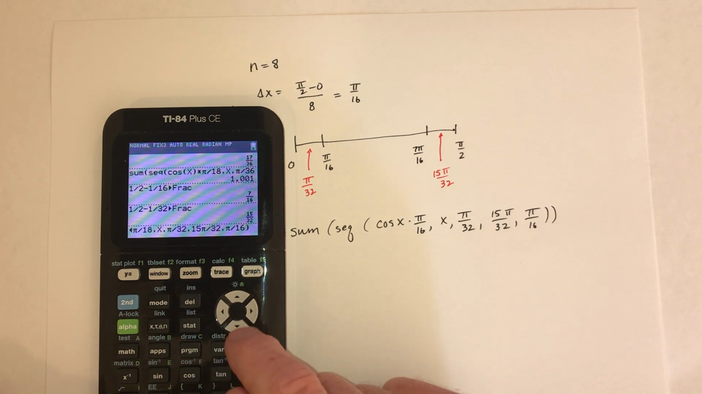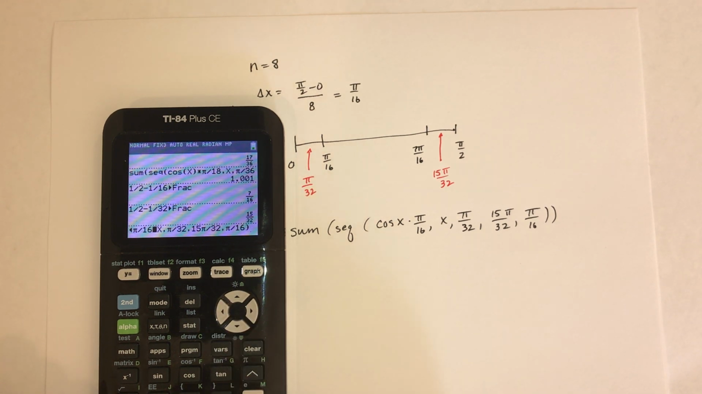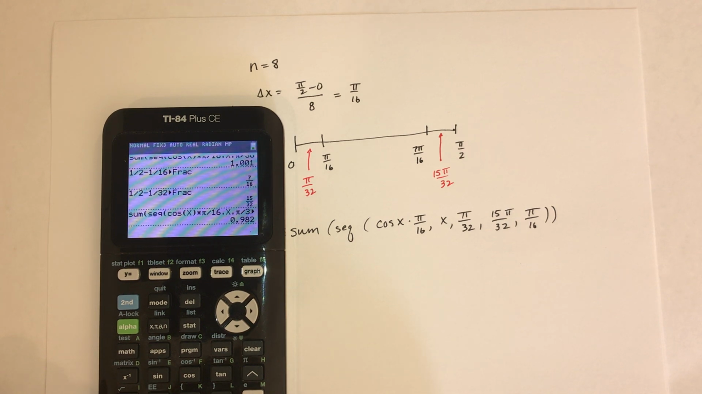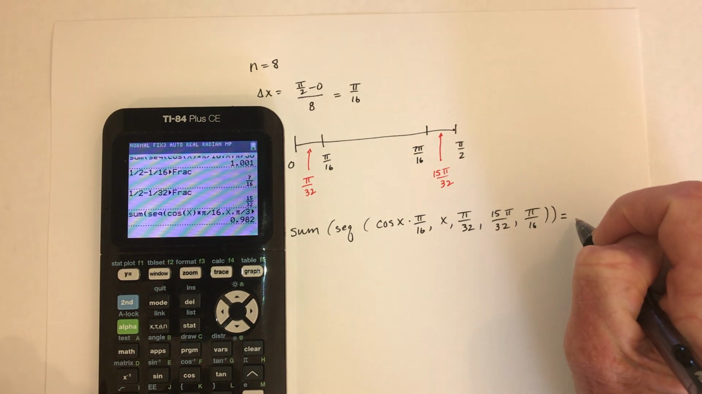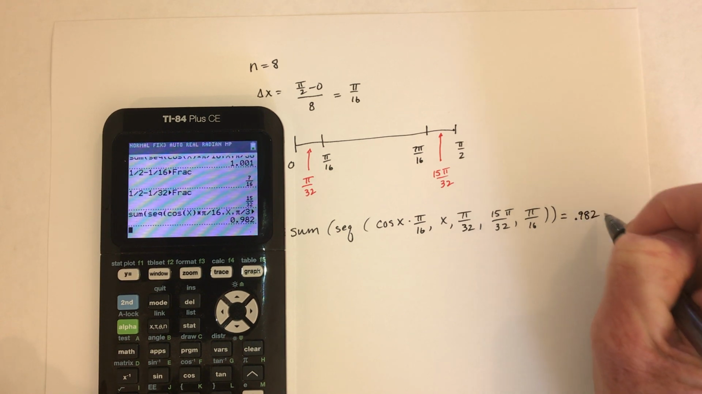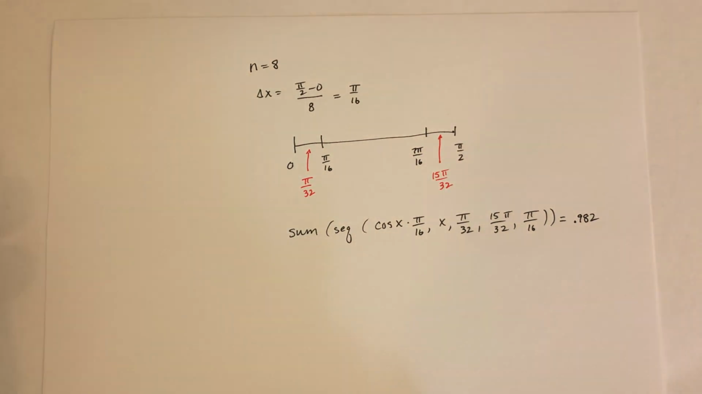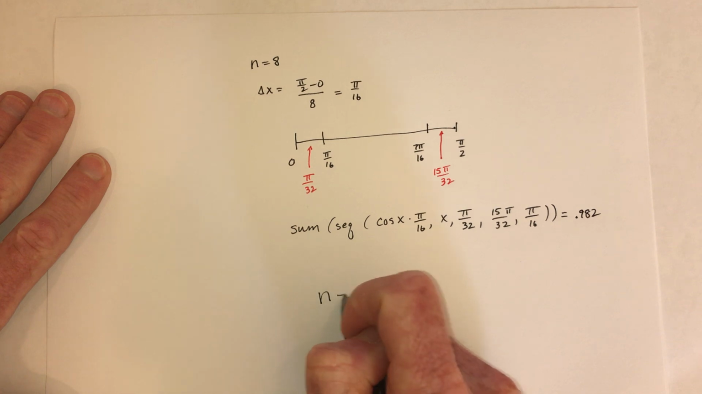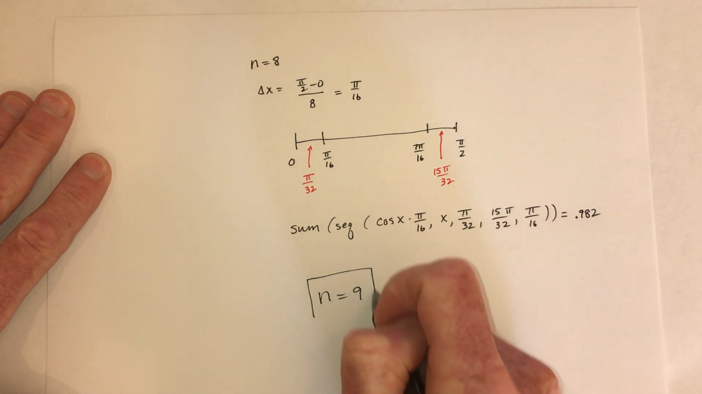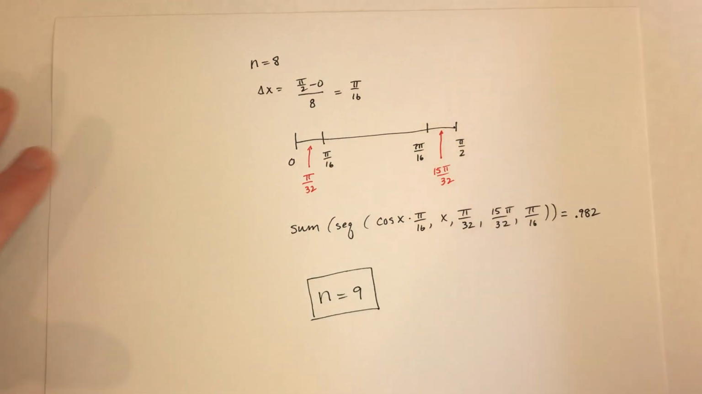And then finally, does it still equal 1.001? No, this one is 0.982. So that one's off by too much. So it turns out that nine rectangles is the least number of rectangles.